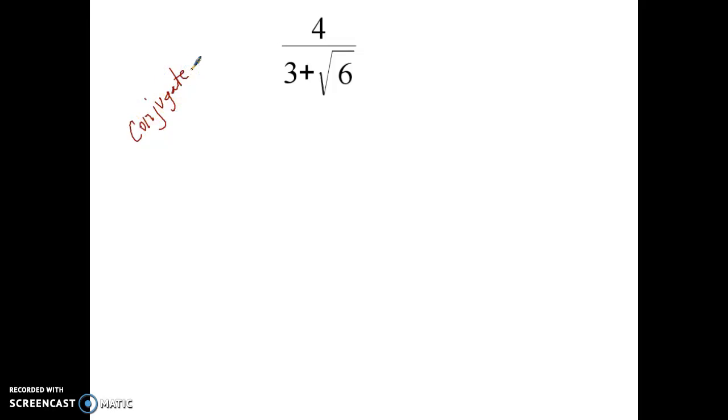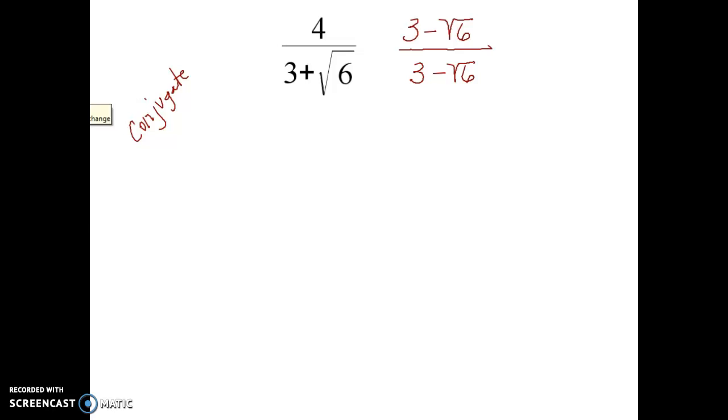Here's what my conjugate would be for this example. The only thing that changes is the sign in between the two terms. I'm not changing the first 3 to be a negative. I'm only changing the sign in between the two. Now, as in the past with the other examples, whatever I multiply to the bottom, I also have to multiply to the top.